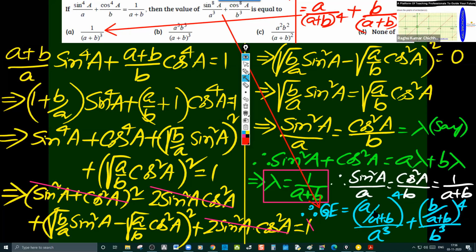I simplified this. This is A power 4 by A cube, A remains: A by (A plus B) whole power 4 here. And here B power 4 by B cube, B remains: B by (A plus B) whole power 4. What is the LCM? (A plus B) whole power 4. What is in the numerator? A plus B. So A plus B upon (A plus B) whole power 4. This is nothing but 1 upon (A plus B) whole cube.